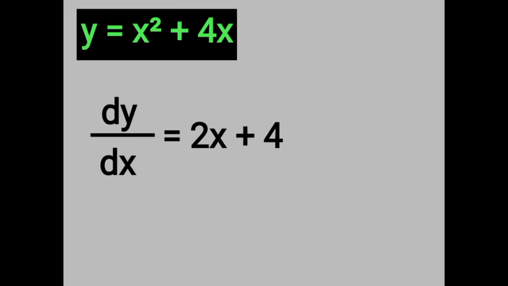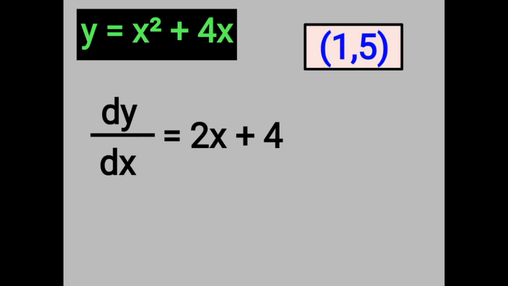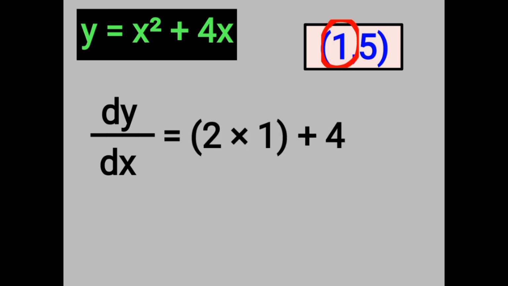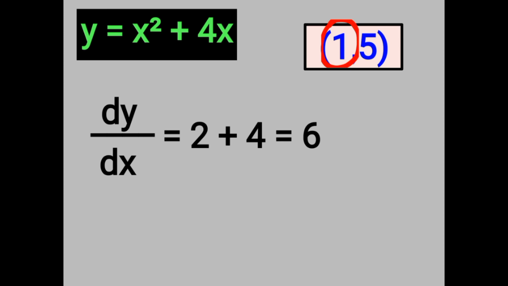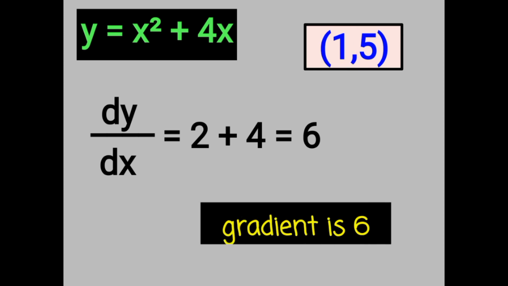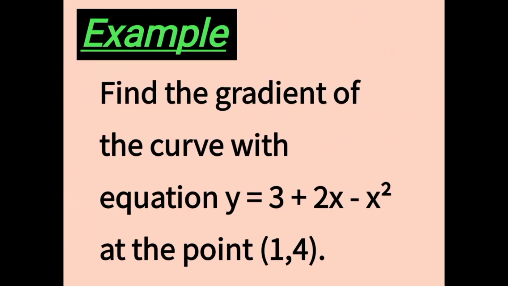Now, to find the gradient at this point, we need to substitute the x coordinate value, in this case 1. So, dy over dx equals 2 times 1 plus 4 equals 2 plus 4 equals 6. So, the gradient of the curve with the equation y equals x squared plus 4x at the point (1, 5) is 6.